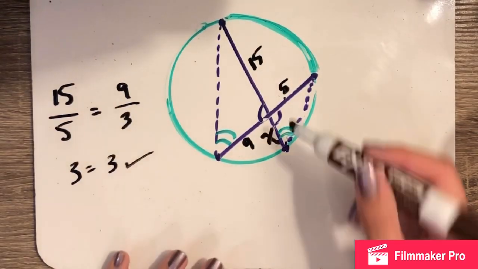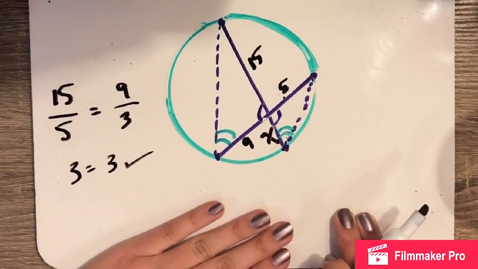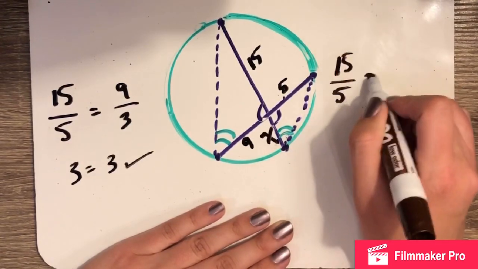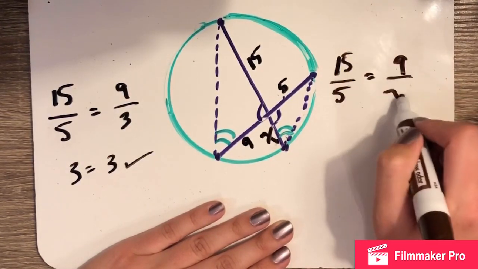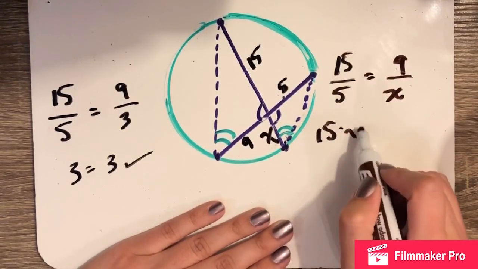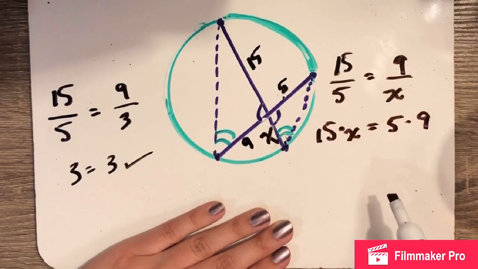But let's pretend that I didn't actually know this segment over here. I can determine it by setting up proportions. So 15 over 5 equals 9 over x. When I cross multiply, I'm doing 15 times x equals 5 times 9.